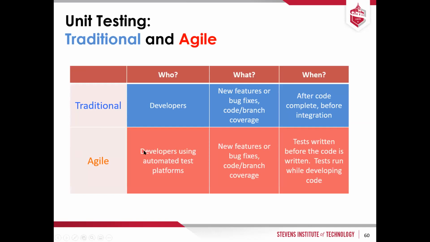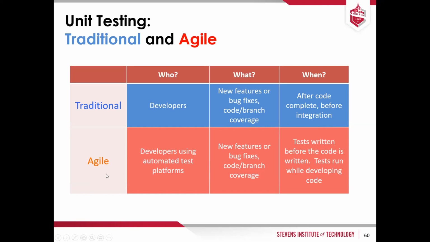So when we look at the traditional, who is responsible for the test? In the traditional, it's the developer. In the agile, developers using automated tools. They don't do that by themselves. What they are doing in traditional, they look at the new features and bug fixes because it's very late already. In agile, they do new features, bug fixes, code branch coverage. So it's the same. The difference is in agile, they already did that 10,000 times by the time that they have a new part of the module out. In traditional, this is the first time they're seeing it.